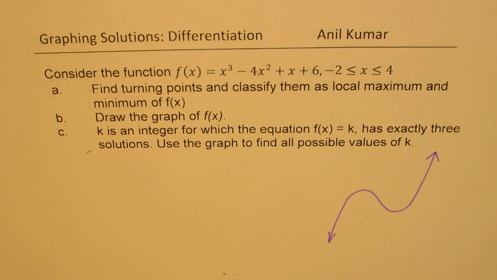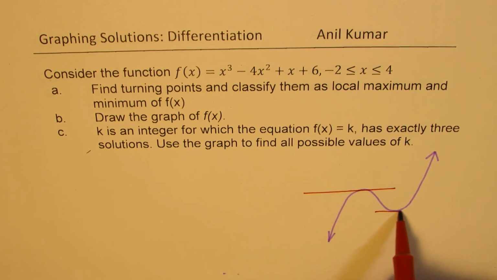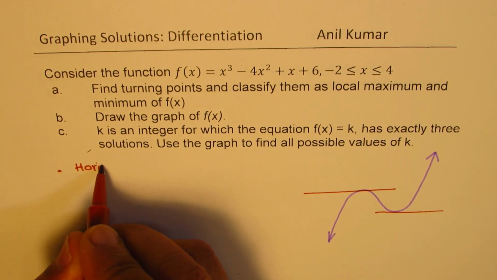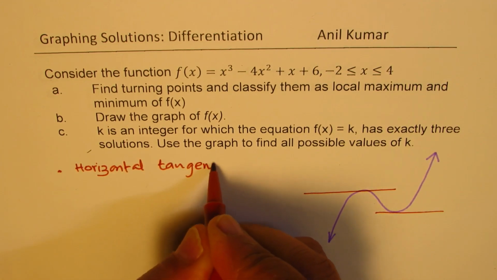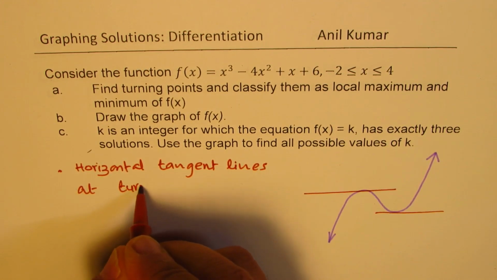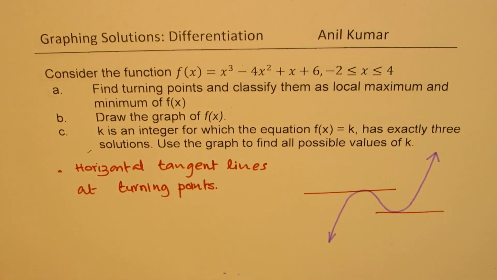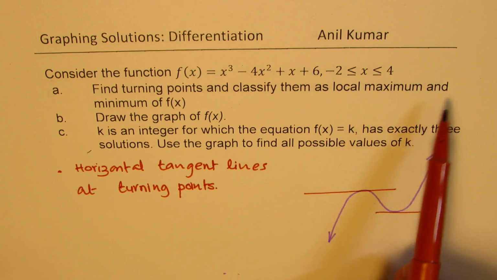Now how do we figure out where the turning points are? As you can see from here, if I'm trying to draw a tangent line to the curve, then at the turning point I have horizontal tangents. So that is key. So the key here is we have horizontal tangent lines at turning points. So that is the first thing. Now the second thing is that you need to classify them as local maximum and minimum.